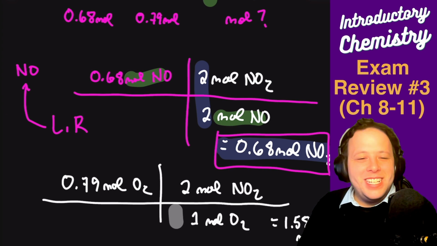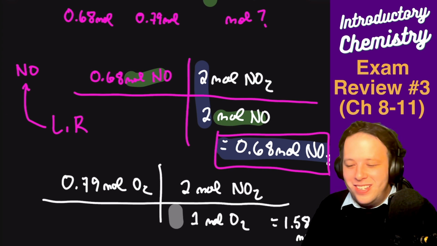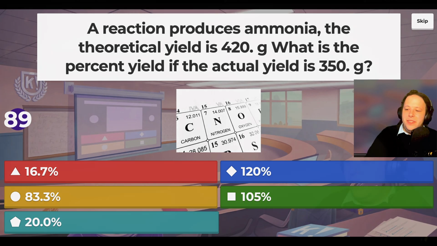As I kind of say, the titration is a rite of passage. Eliminating reactant problem is on there too. A reaction produces ammonia. The theoretical yield is 420 grams. What is the percent yield if the actual yield is 350 grams?